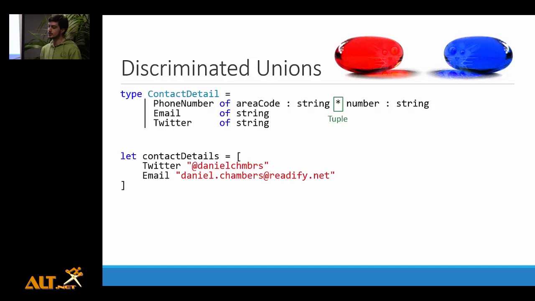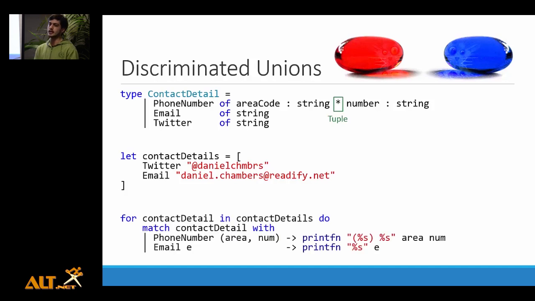So to create instances of a discriminated union, all we do is we just use that case label and then pass whatever data it requires. So here in that second section, what we're doing is we're creating a list of contact details, because that's that square brackets, right? And inside that list, we're creating 2 discriminated union instances, the first being my Twitter handle and the second being my email address.